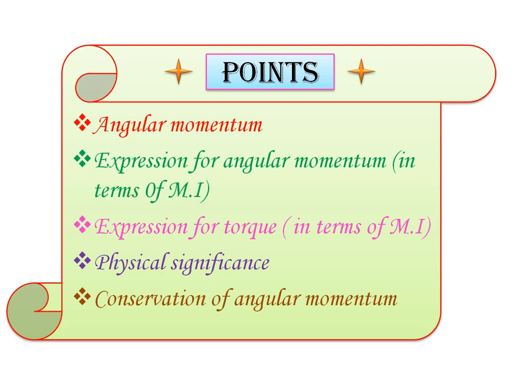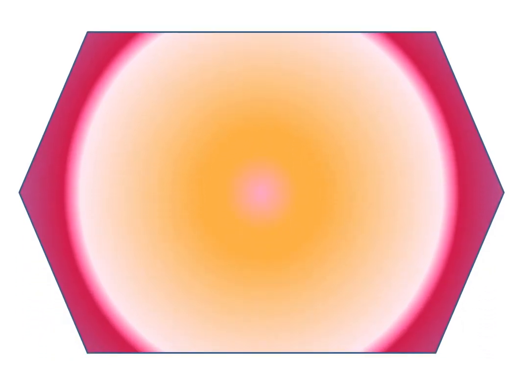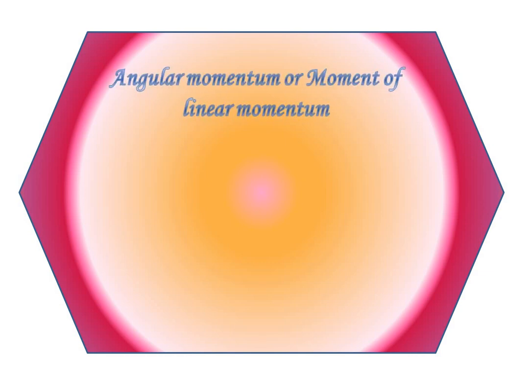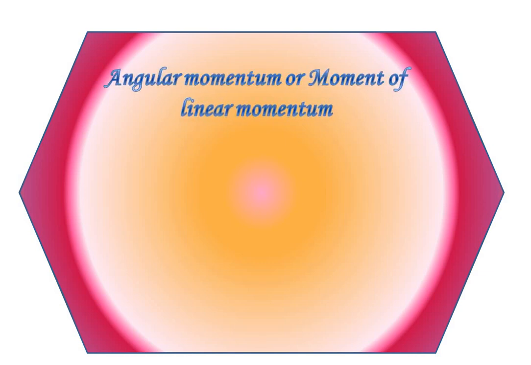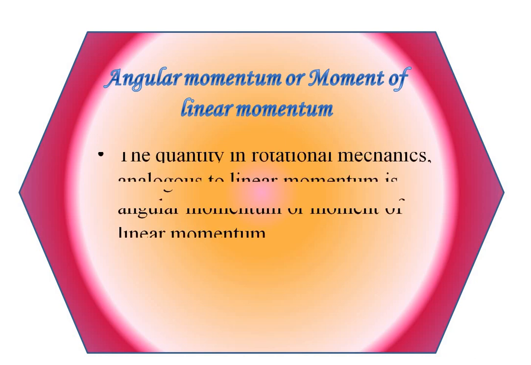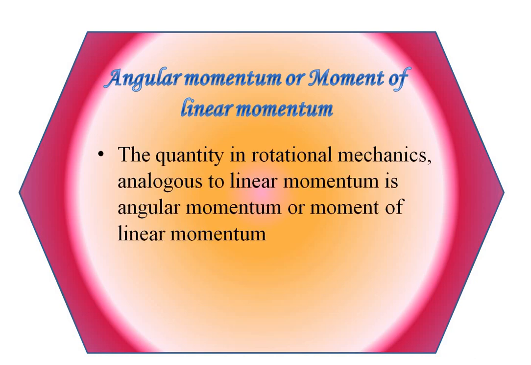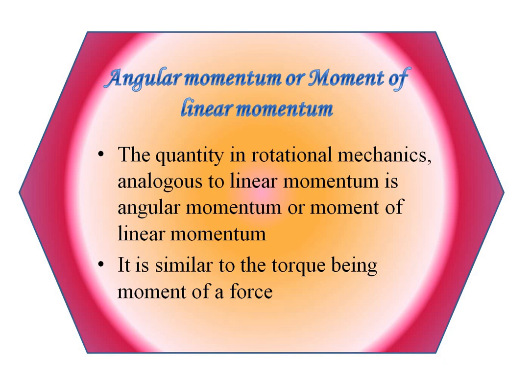So let's start with the first point, that is angular momentum. Angular momentum is simply called the moment of linear momentum. The quantity in rotational mechanics analogous, means similar, to the linear momentum is called the angular momentum or moment of linear momentum. It is similar to the torque being the moment of a force.